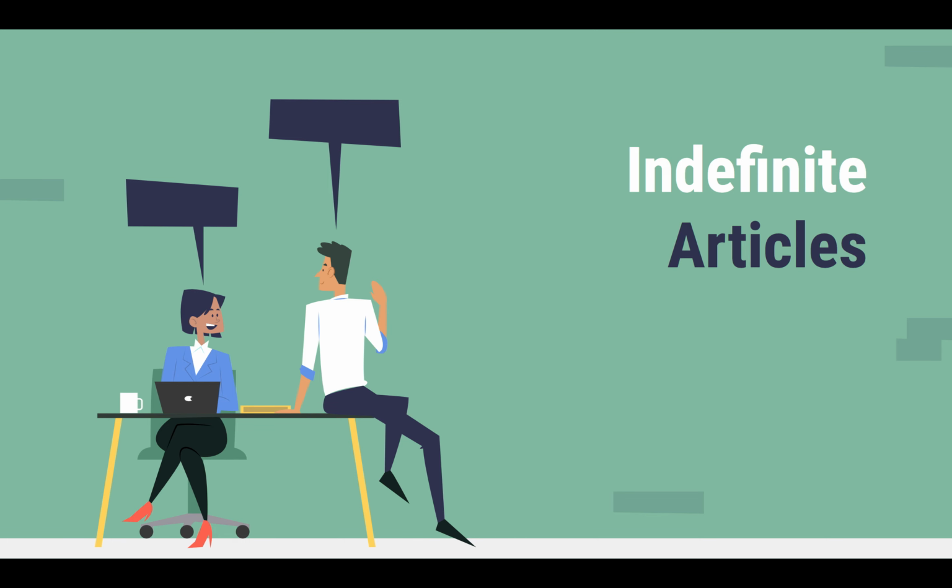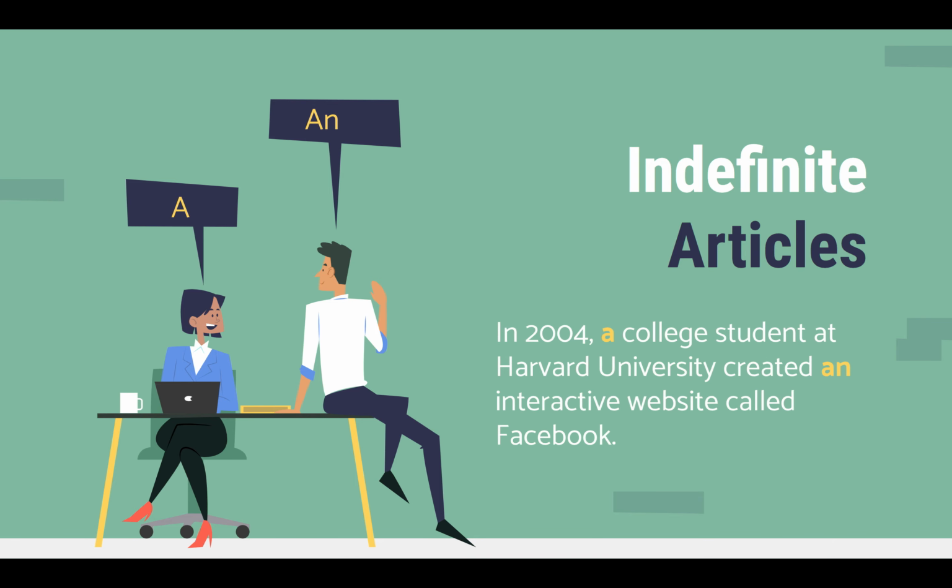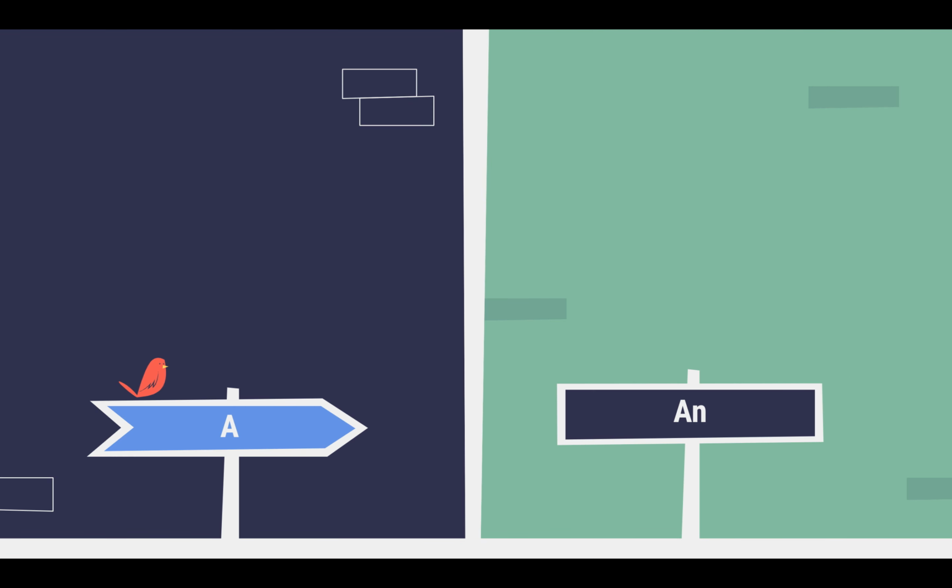Well, as we saw in the warm-up, an indefinite article is either a or an. These are the two indefinite articles in English. Let's look at an example. In 2004, a college student at Harvard University created an interactive website called Facebook. In this sentence, I use two indefinite articles, a and an, and I'm wondering, what's the difference? How do we know when to use a and when to use an? So let's look at some rules here.